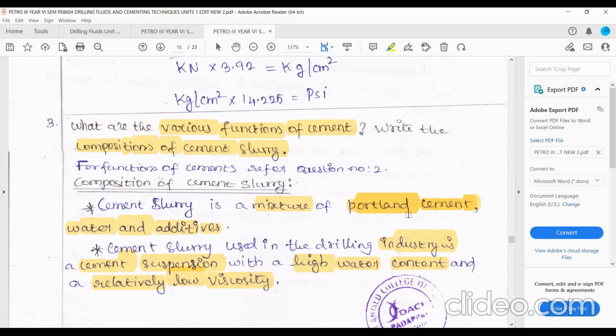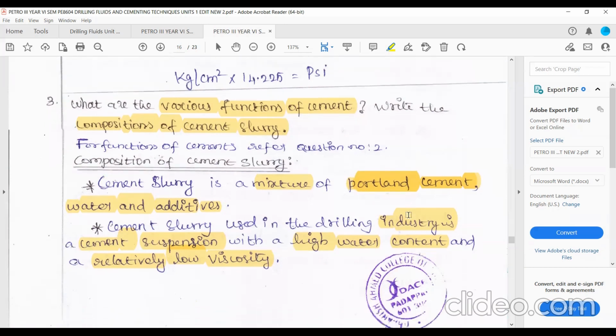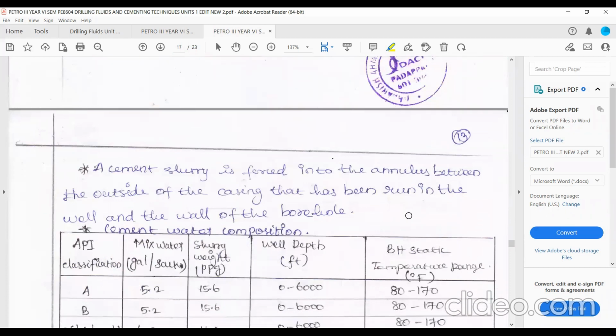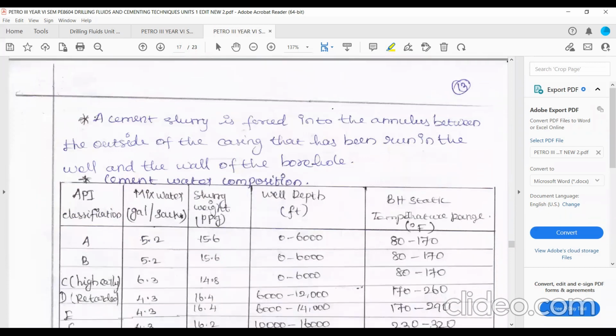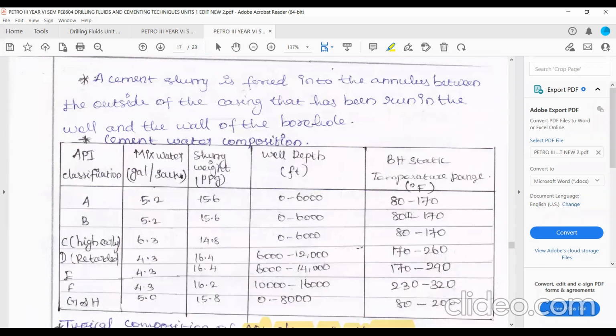Cement slurry has to be a cement suspension with high water content and relatively low viscosity. That's the basic nature of the cement slurry. And cement slurry is put in the annulus. We already covered it. Now we have the API table here.